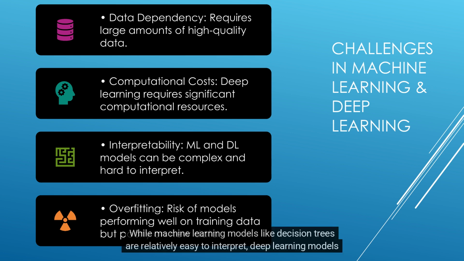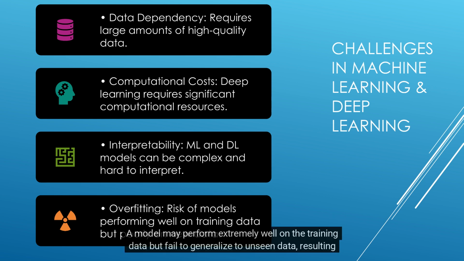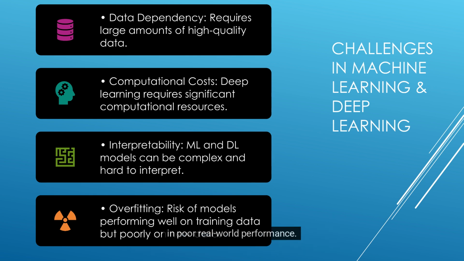Another major challenge is interpretability. While machine learning models like decision trees are relatively easy to interpret, deep learning models are often complex and function as black boxes. This makes it difficult to understand why a model makes specific predictions. Finally, overfitting remains a persistent concern. A model may perform extremely well on the training data, but fail to generalize to unseen data, resulting in poor real-world performance.